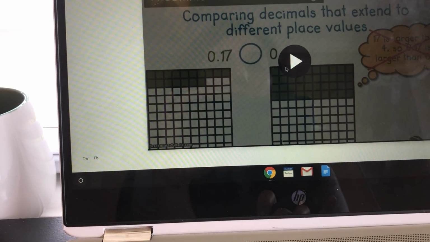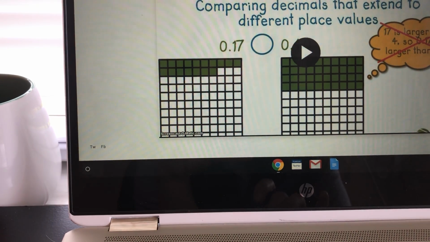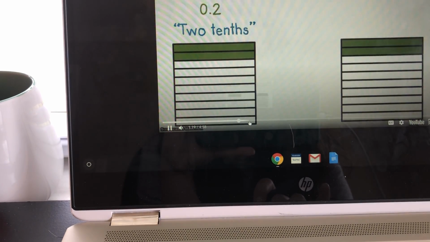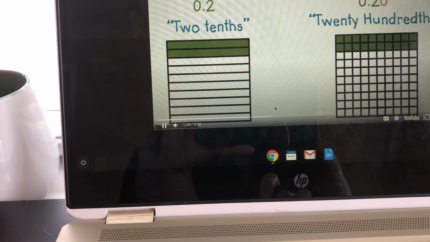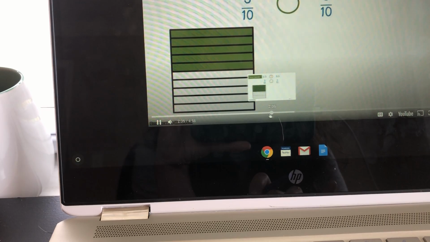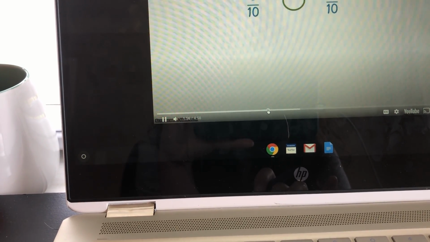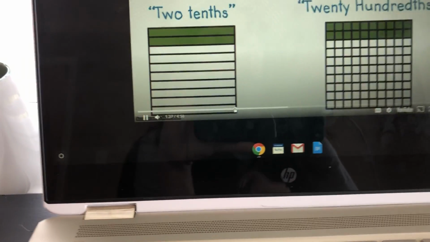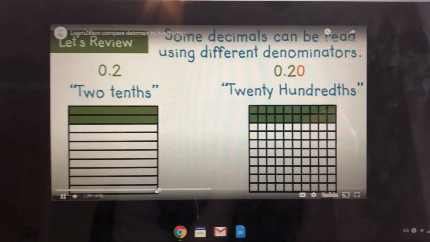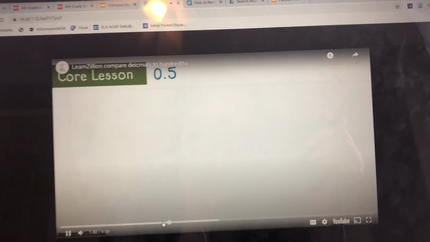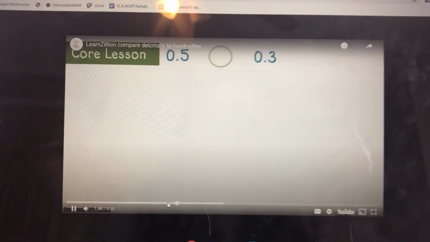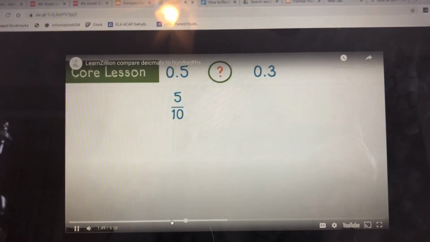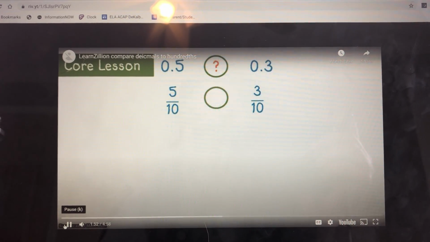Now we're comparing 5/10 and 3/10. 2/10 and 20 hundredths are two ways to represent the same amount. We'll have 10 part models to help us compare. Here we're comparing the decimal numbers 5/10 and 3/10. We can rewrite 5/10 as the fraction 5 over 10 and 3/10 as the fraction 3 over 10.